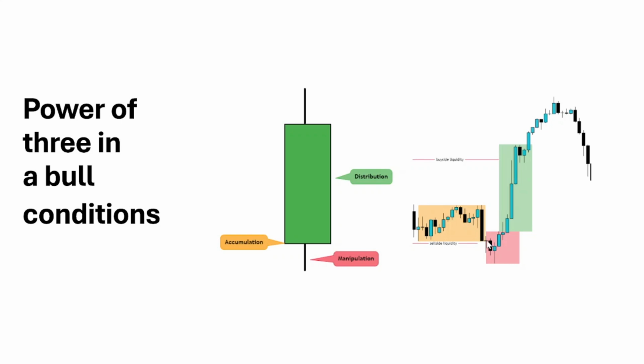You're looking for your entry on the lower time frame after the manipulation to anticipate price moving into a distributional phase to form a complete power of three, where you identify the manipulation phase to the distribution phase. So in a power of three in a bull condition, we have the accumulation, the manipulation, and the distribution. And we are trying to look for entry after the manipulation, leading to the distribution. If you have to trade a distribution, you're looking for a trend continuation.